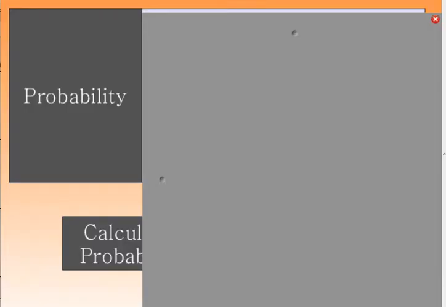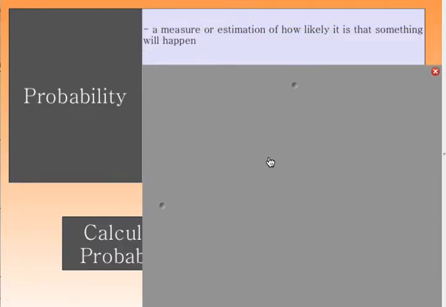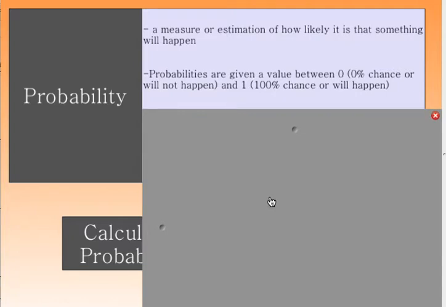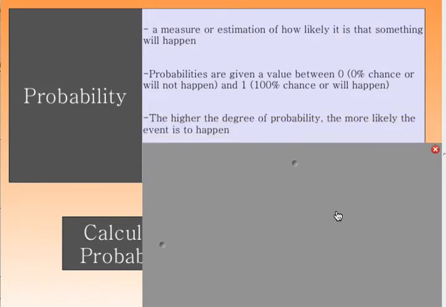So let's take a look at, in general, how we calculate probability. First of all, probability is a measure or an estimation of how likely it is that something is going to happen. So that's what probability means. So how do we measure that? Well, the measurement that we're given is a value between 0 and 1. So if it says there's a 0% chance of snow today, it's not going to snow today. But if it says there's a 100% chance it's going to snow today, well, it's going to snow today, or they wouldn't say it's a 100% chance. So the higher the degree of the probability, the more likely the event is going to happen.